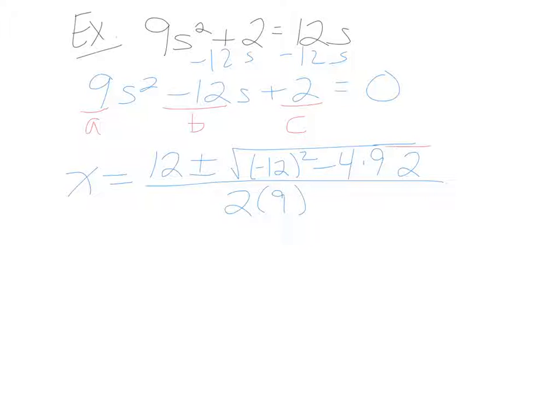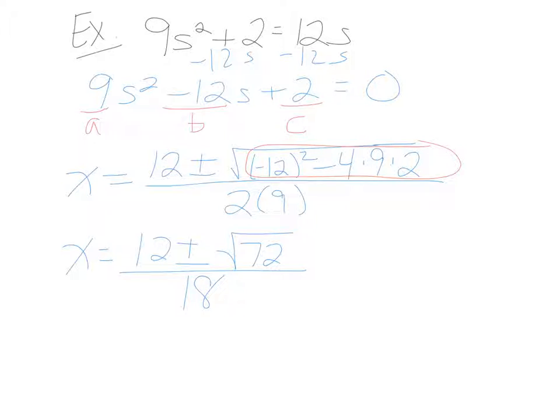Then we're going to calculate just the part that's underneath the square root. So negative 12 squared minus 4 times 9 times 2 comes out to be 72, all over 18. The square root of 72 does not come out evenly, and we don't want to have a decimal answer. So we're going to break the 72 down. Now, on the last slide of this lesson, I'll talk more about how we've done this. But basically, we want to do a factor tree.